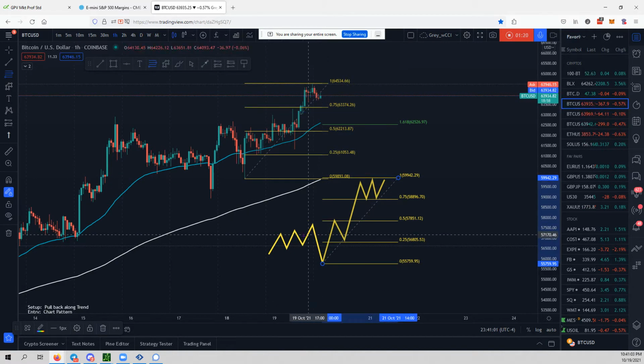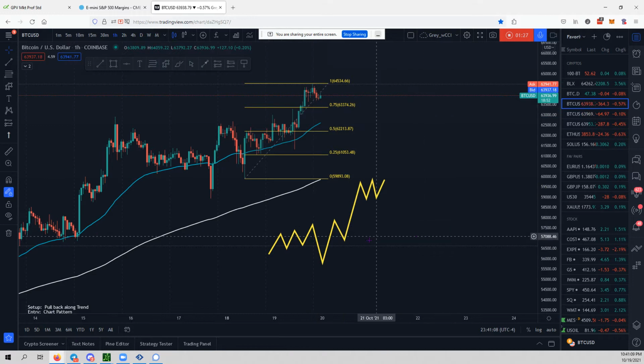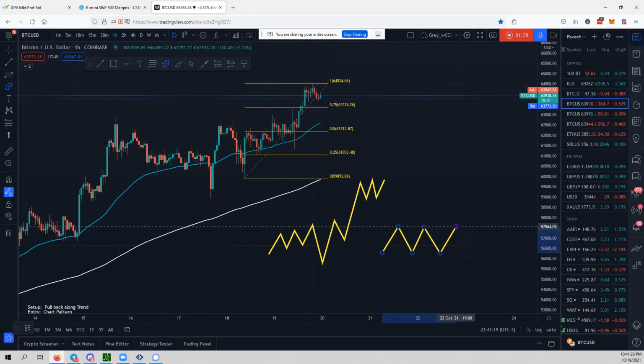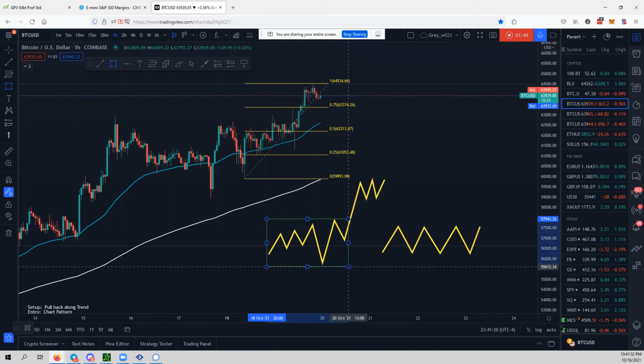The challenge is this. Let me remove this fib. This slow and steady move, you have to visually see it like this, because it's accumulation. Now, one way to help you see it that way is to box it off, rectangle it. See that?